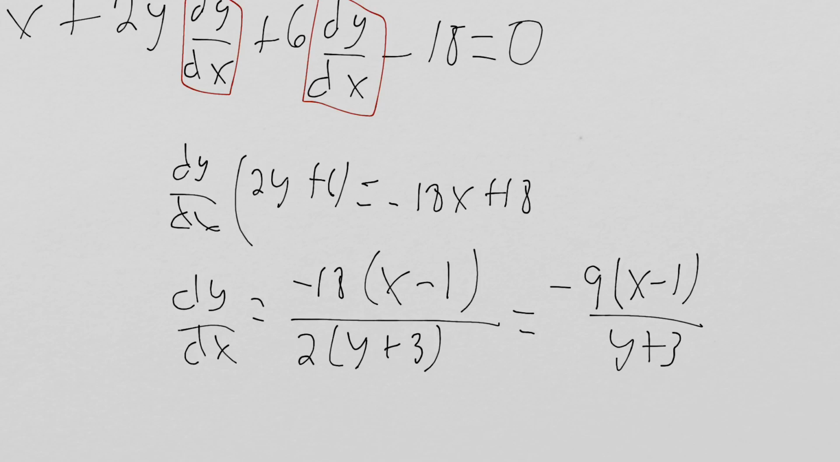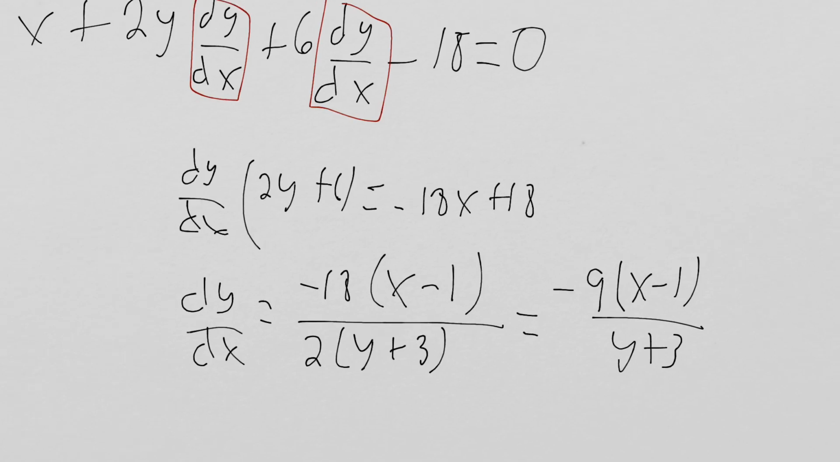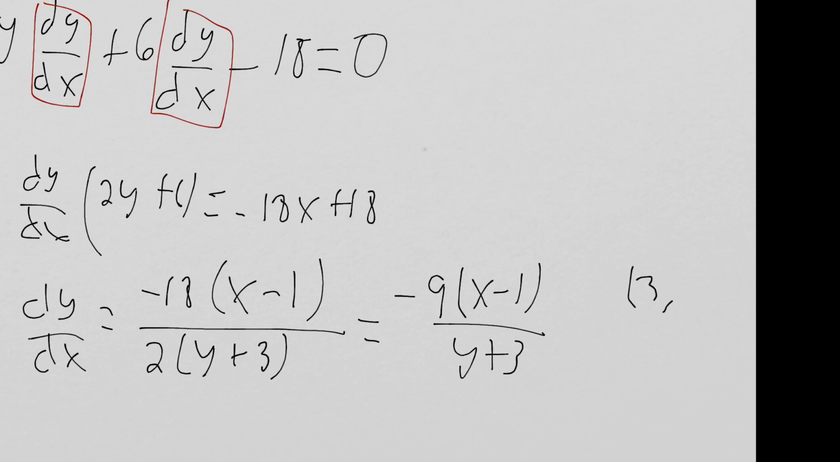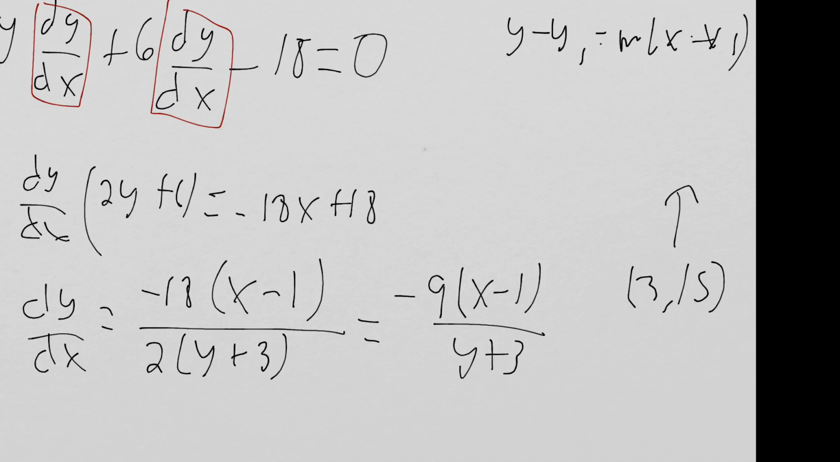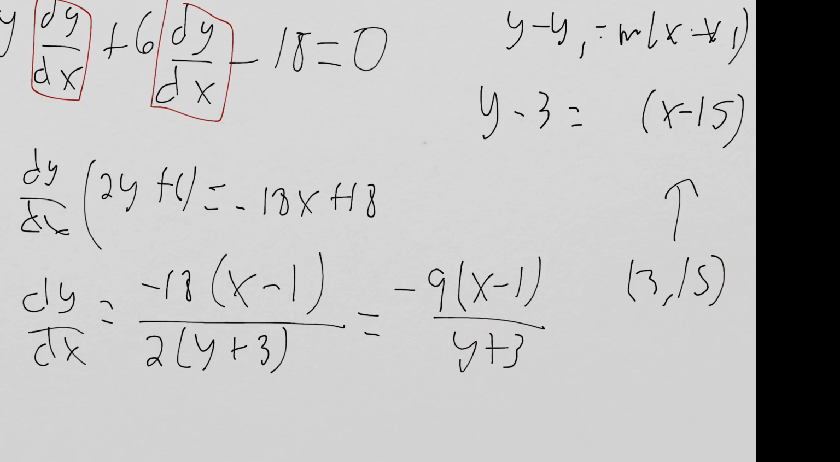Because part B asks for the equation of the line tangent to the curve at 3, 15, what we need to do is fill in y minus y1 equals m times x minus x1, because that's the equation of a line through a point x1 comma y1. So we get y minus 3 equals something times x minus 15. And that something is determined by our dy/dx. This is our slope with our x and our y plugged in. So we get negative 9 times 3 minus 1 over 15 plus 3.